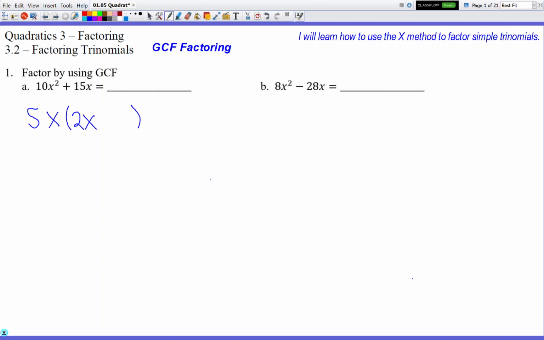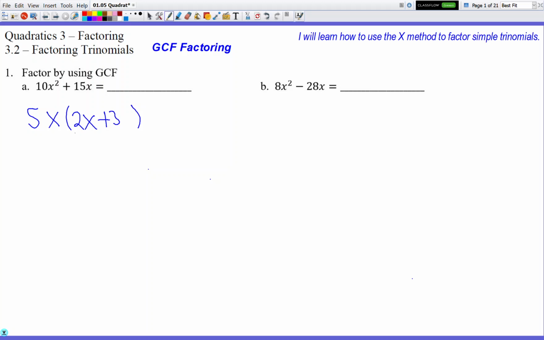Same goes for the other term. 5 times what number makes positive 15? Hopefully you say positive 3. And x times what makes x? Well, it's already x, so you don't need to put anything next to the 3. It's just going to be a 3. And you're done. This problem is finished. Like I said, I like to call it reverse distribution. The book likes to call it GCF factoring.